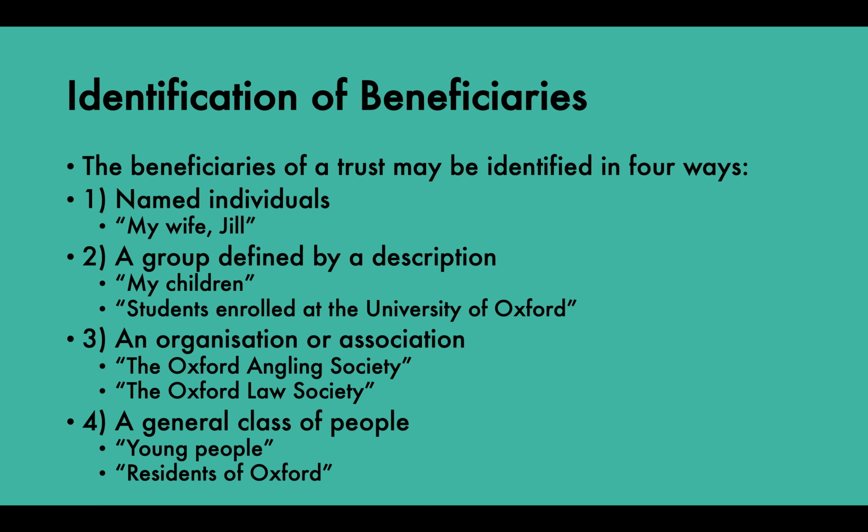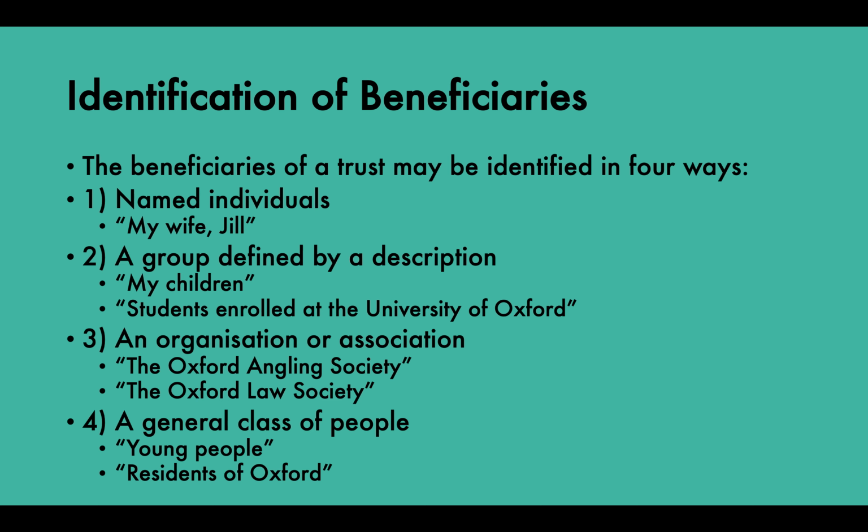So, named individuals, for example, it could say my wife Jill, my husband Jack. Secondly, a group defined by description, so my children would be a sort of group of beneficiaries. Students enrolled at the University of Oxford would be a group defined by a description. And thirdly, some organisation or association, like the Oxford Angling Society or the Oxford Law Society. And finally, a general class of people, so we've got young people and residents of Oxford. And we're going to look at these 4 particular cases in a bit more depth.